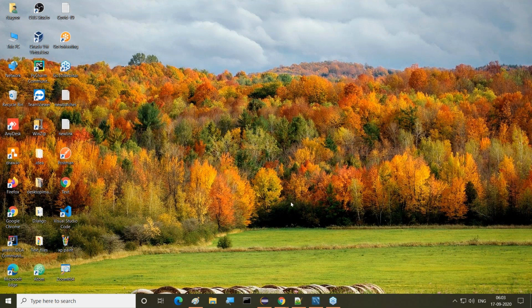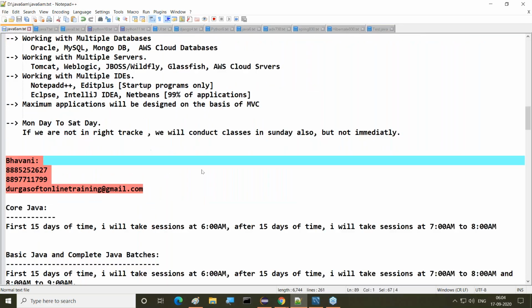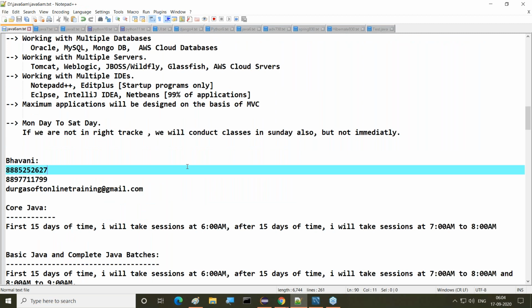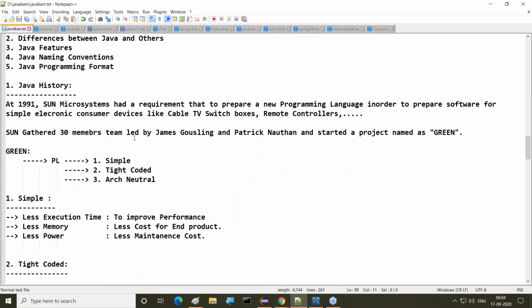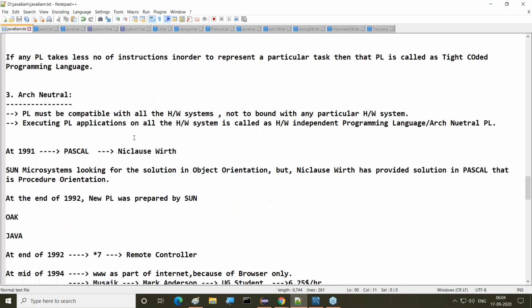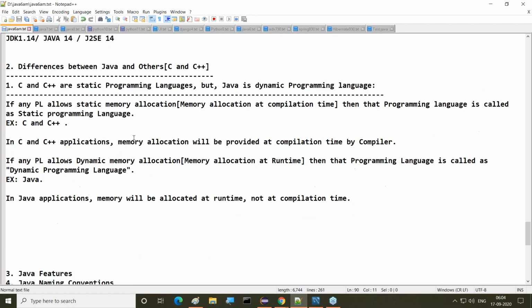Can you please check what we completed in the last session, the topics we understood in the last classes? Differences between Java history and where we completed, not required to repeat anything. Then we started differences between Java and others.